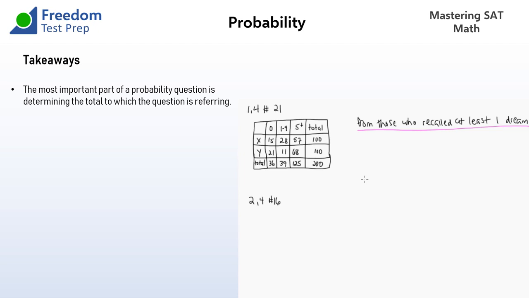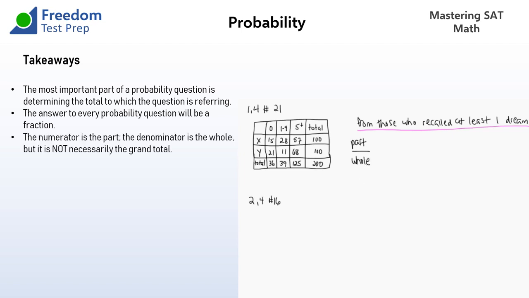Now, when we're talking about probability, we're always talking about fractions, and obviously you can see from the answers that they're all in fraction form. So we're having a numerator and a denominator. This part that we just underlined, that's your denominator. All right, so the numerator is always the part that we're interested in, and the denominator is always the whole, but it's not necessarily the grand total.